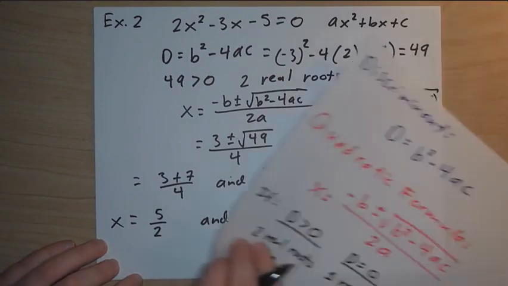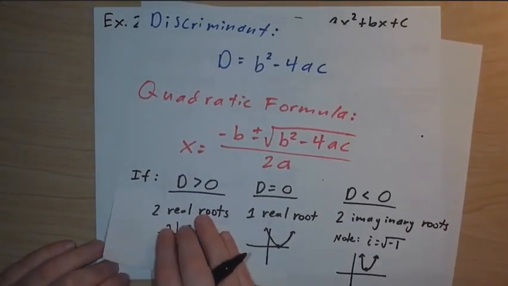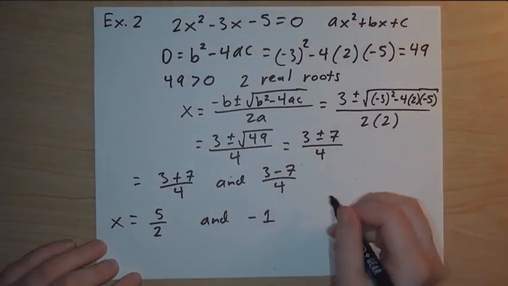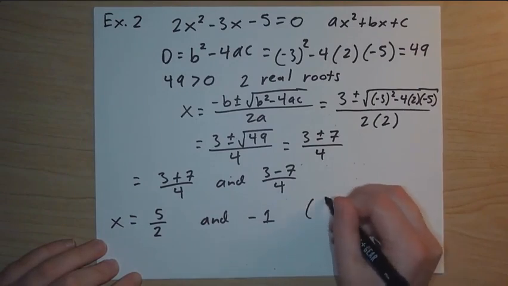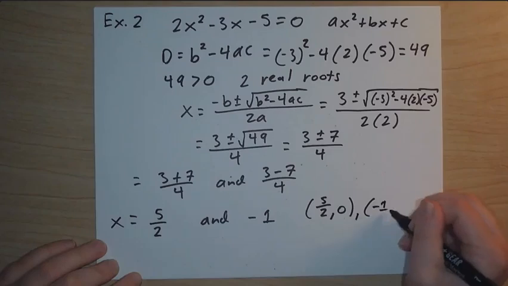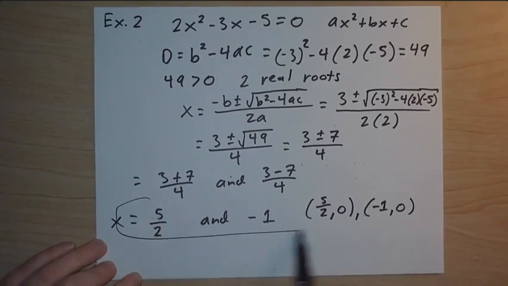If we were to refer back to this graph, we realize that it's 2 points. We can also write it in point format. These are the x-intercepts of 5/2, 0, and negative 1, 0, if we wanted to write it in point form. It's not necessarily needed. However, if you wanted to remember that it's an actual point, either one of these is fine.